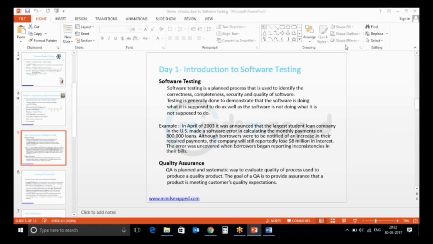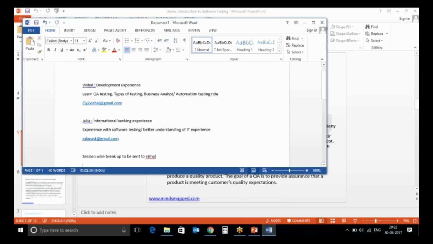So if we go by this definition, software testing is a planned process that is used to identify the correctness, completeness, security, and quality of software. Testing is generally done to demonstrate that the software is doing what it is supposed to do, as well as that it is not doing what it is not supposed to do.